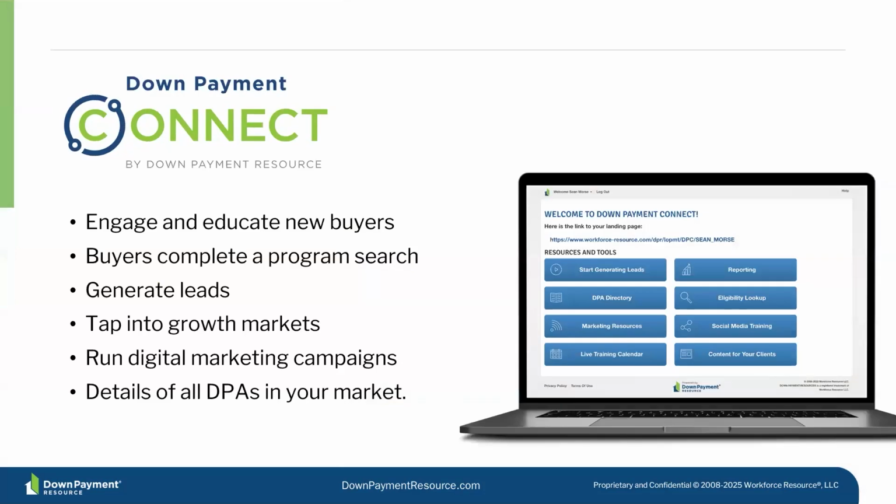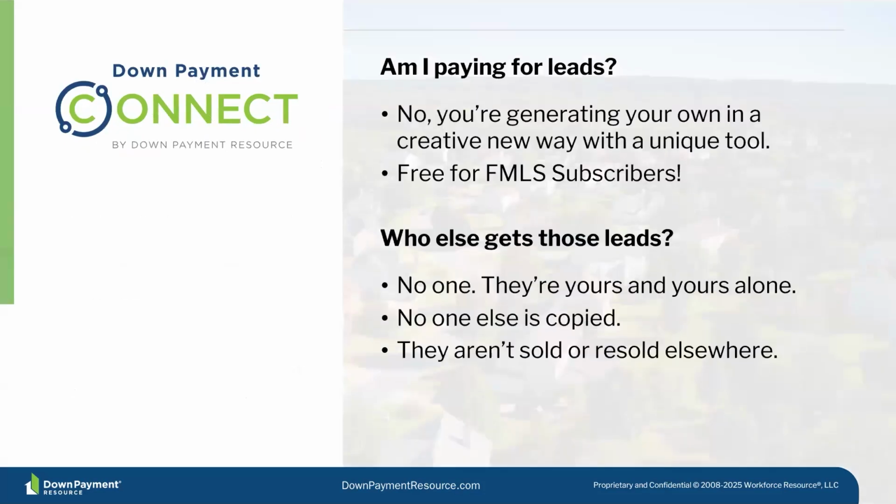And then Down Payment Connect, this is what it looks like right on our screen here. When you go to your Down Payment Connect page, that's going to be what it looks like. It allows buyers to complete a program search from your personalized link. And then you can generate leads by engaging and educating new buyers about the down payment assistance programs in your market. And you can use your Down Payment Connect link on your website, email, marketing, all social media. And like I said, in that further webinar that we're going to do in a few weeks, we're going to dive into that a little bit more.